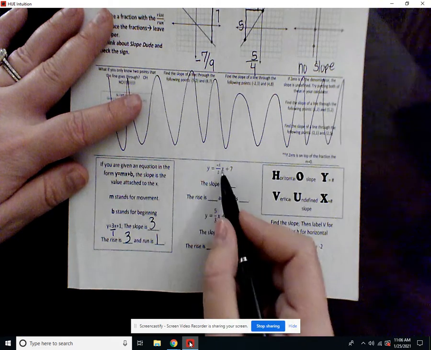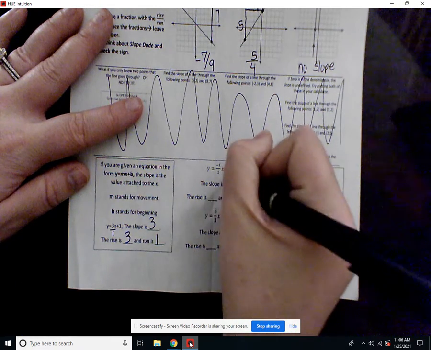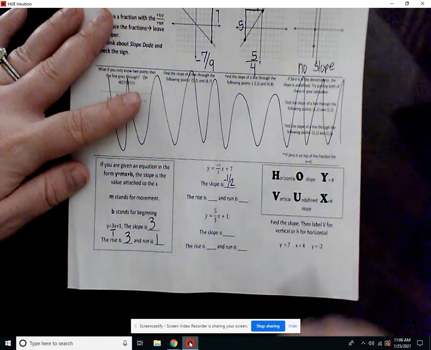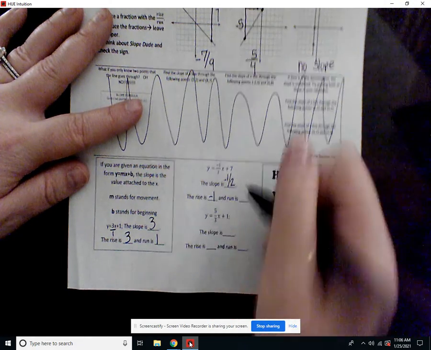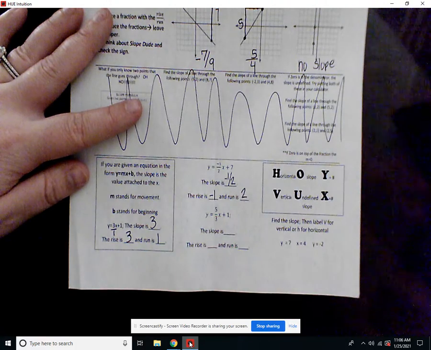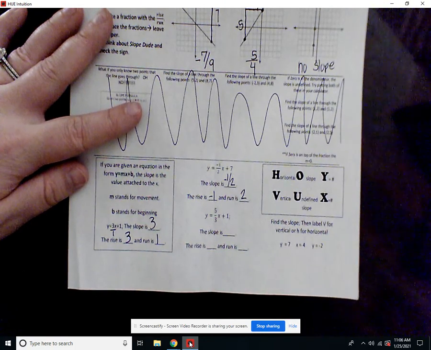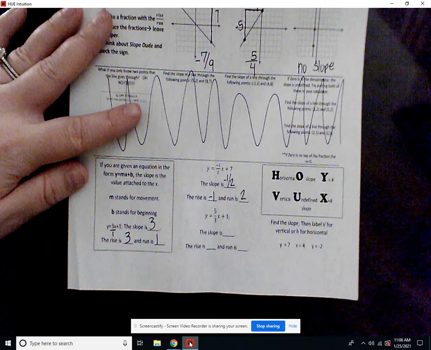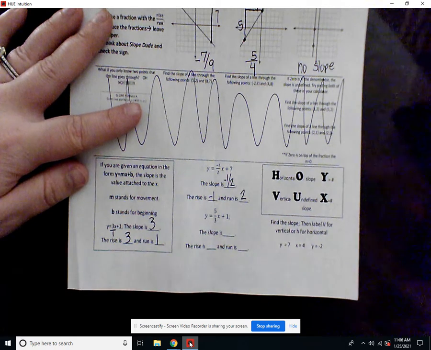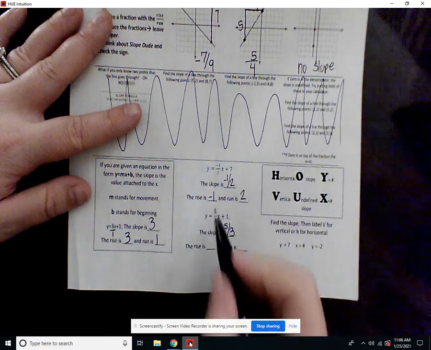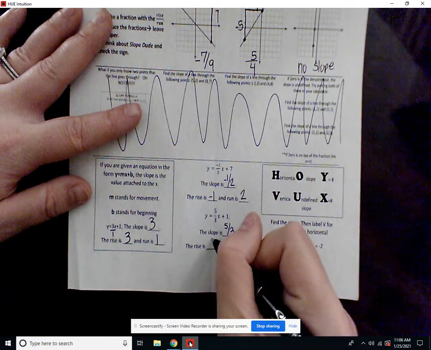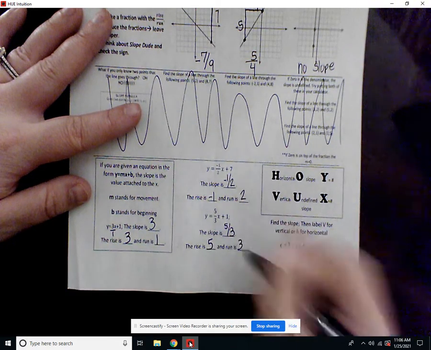Okay, so the next one, negative 1/2 x plus 7. Our slope, again, is the number next to x, which is negative 1/2. The rise is the number on top, which is negative 1. The run is the number on the bottom of the fraction, which is 2. And then we have 5/3 x plus 1. Our slope, again, is the number to the left of x, which is 5/3. The number on top is our rise, and the number on bottom is our run, which is 3.